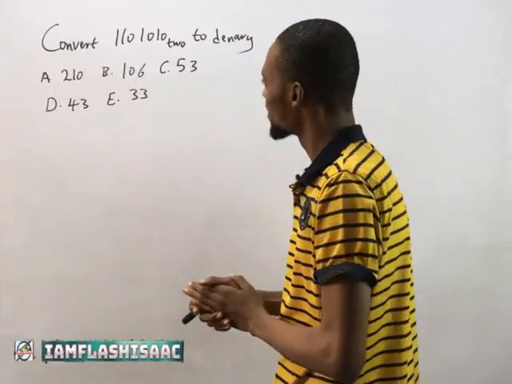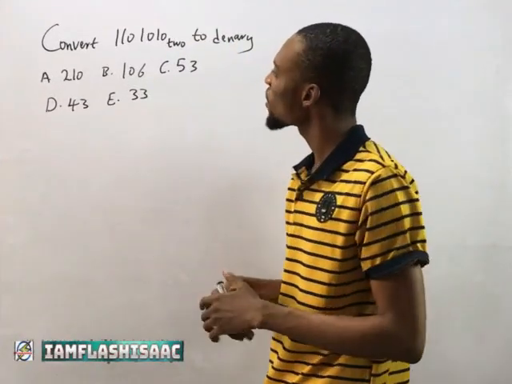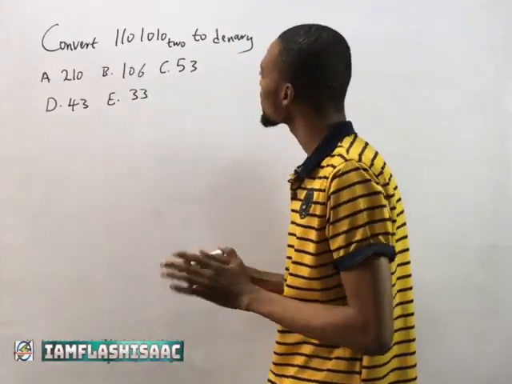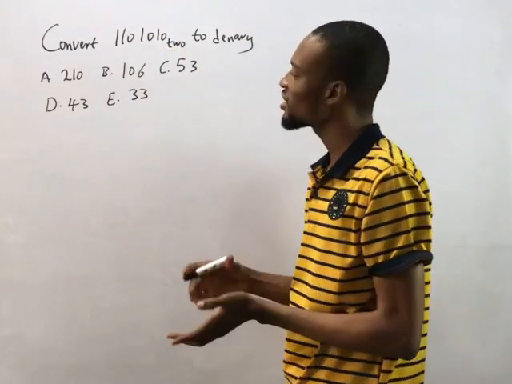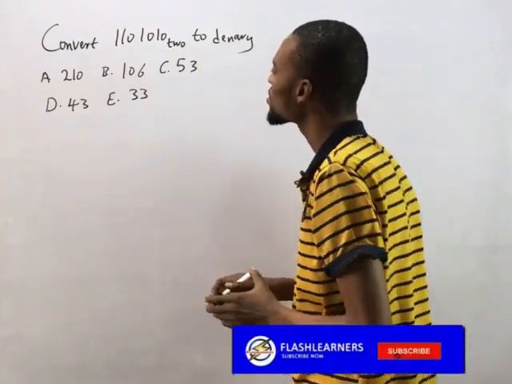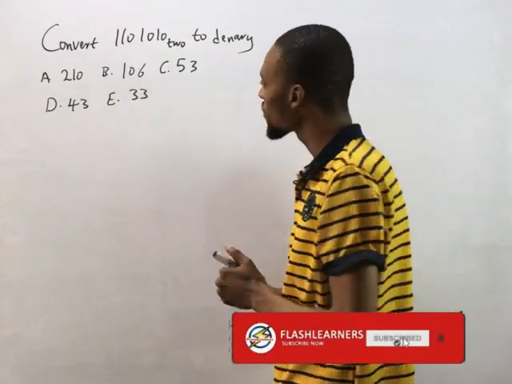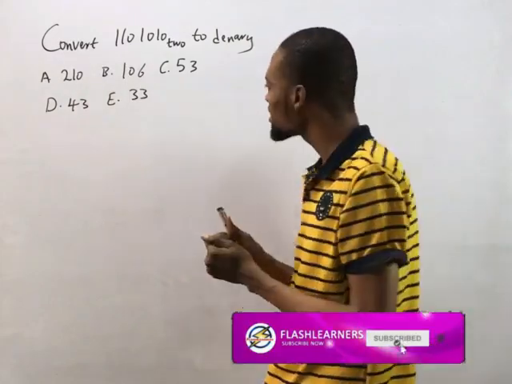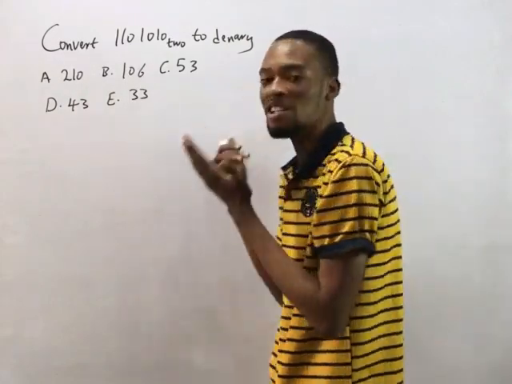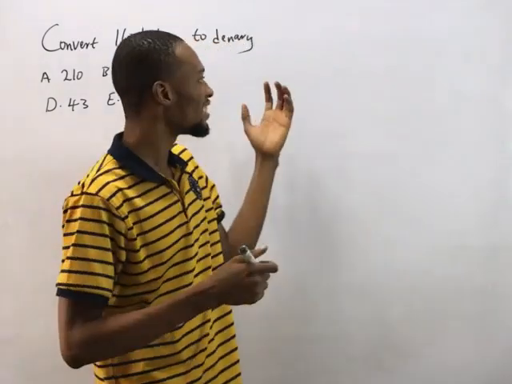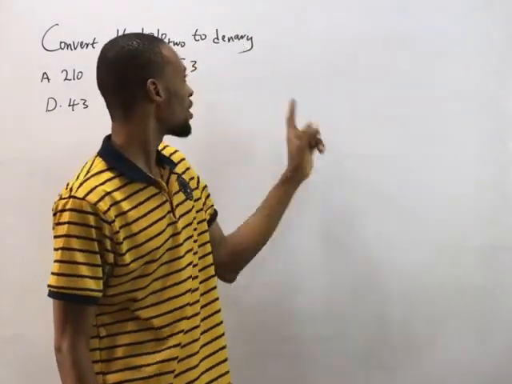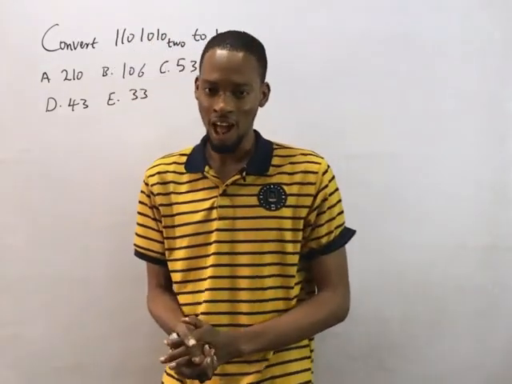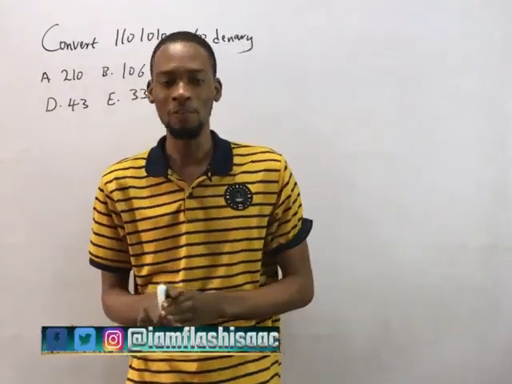So this question says convert 1101010 base 2 to denary. A 2110, B 106, C 53, D 43, and E 33. Now a question comes to mind. What is a denary? For some of you, you may actually know how to solve this thing, but denary is confusing you. Let me break the news to you.